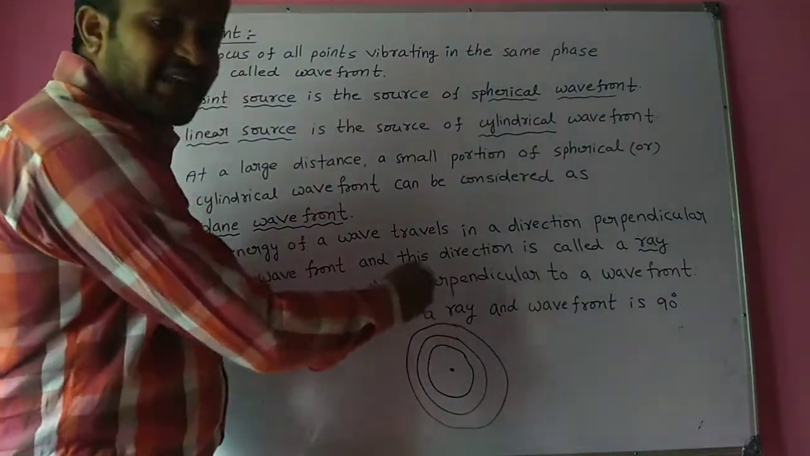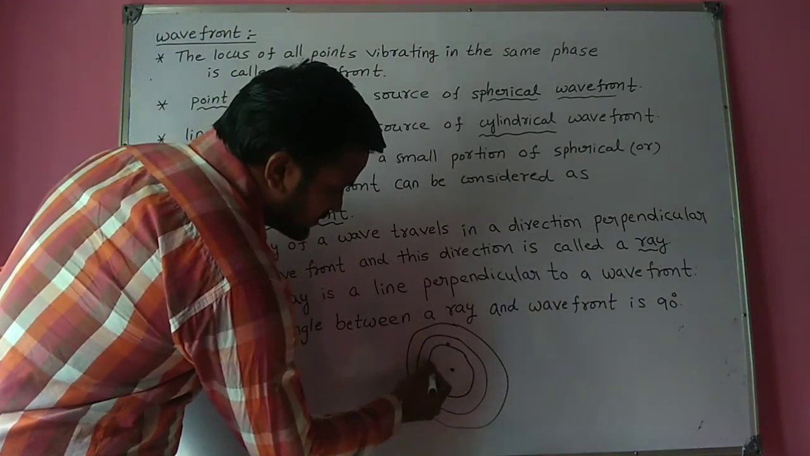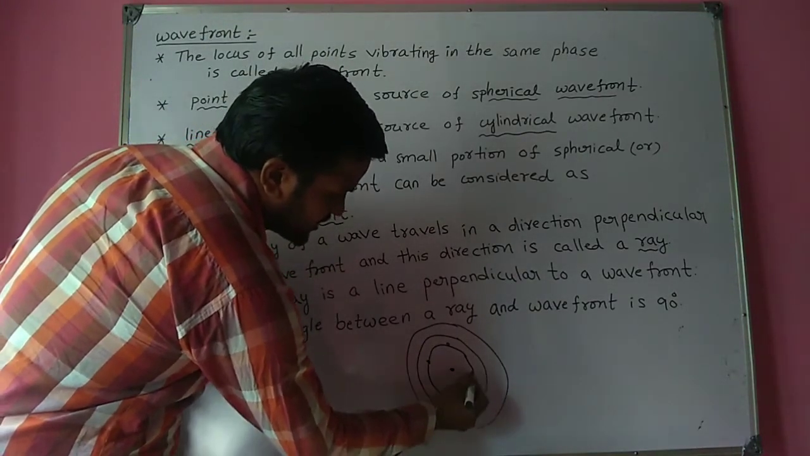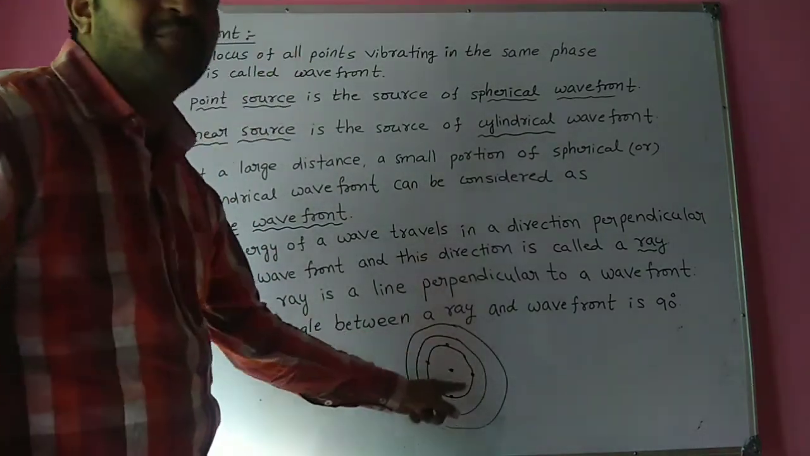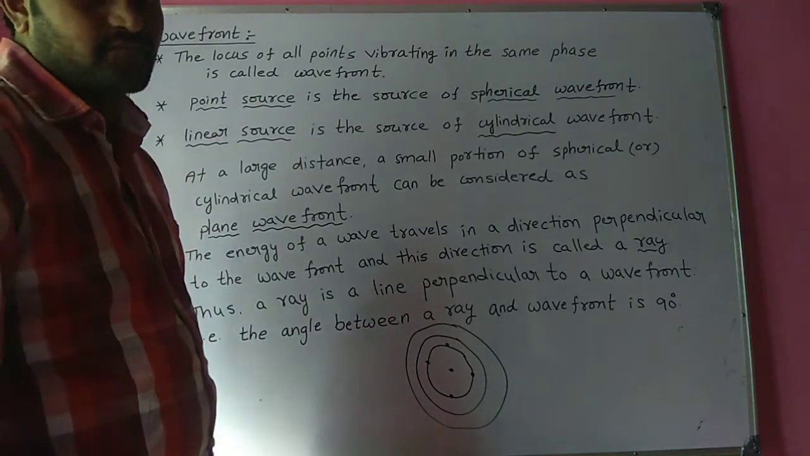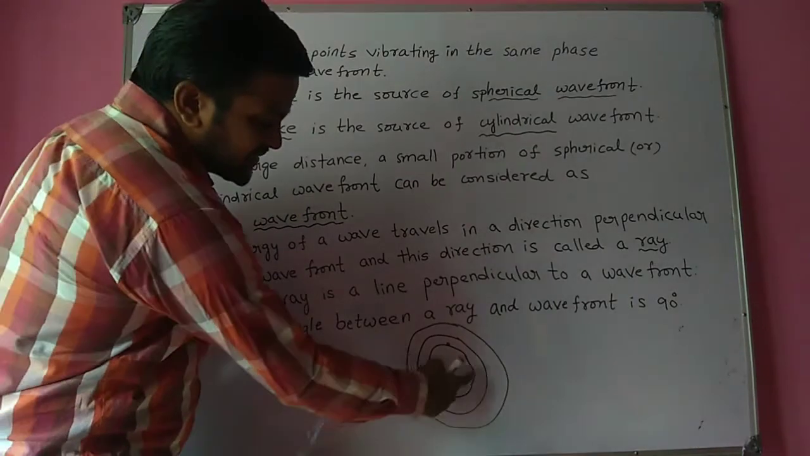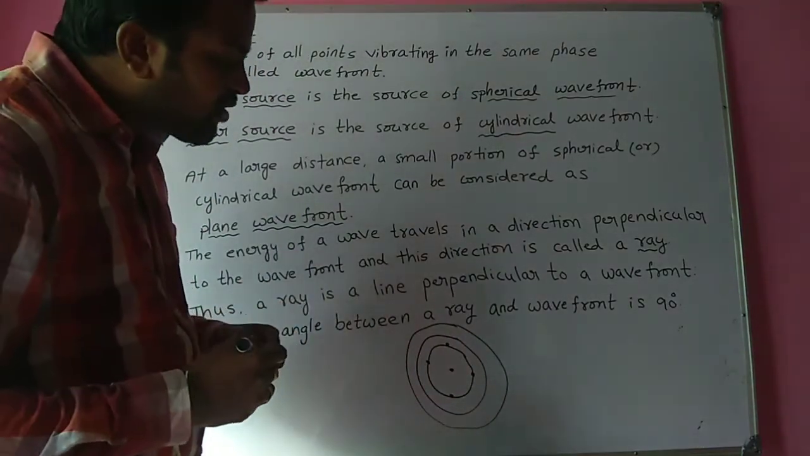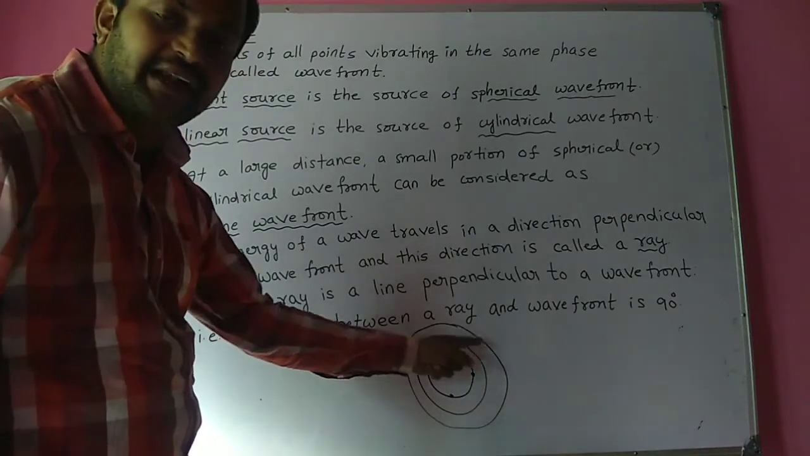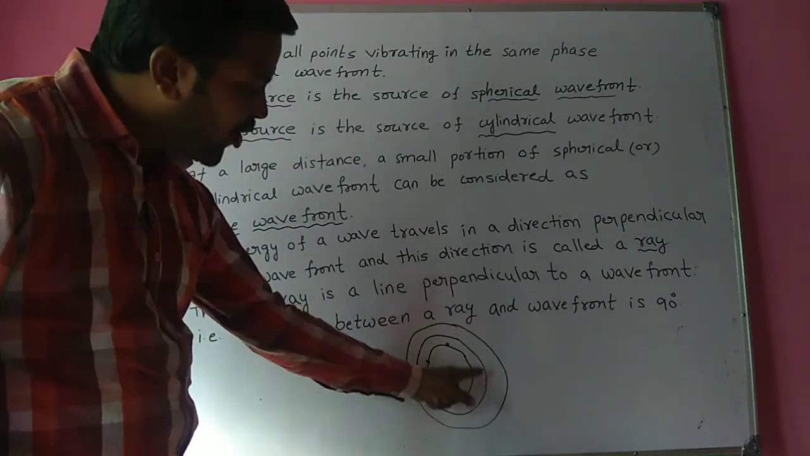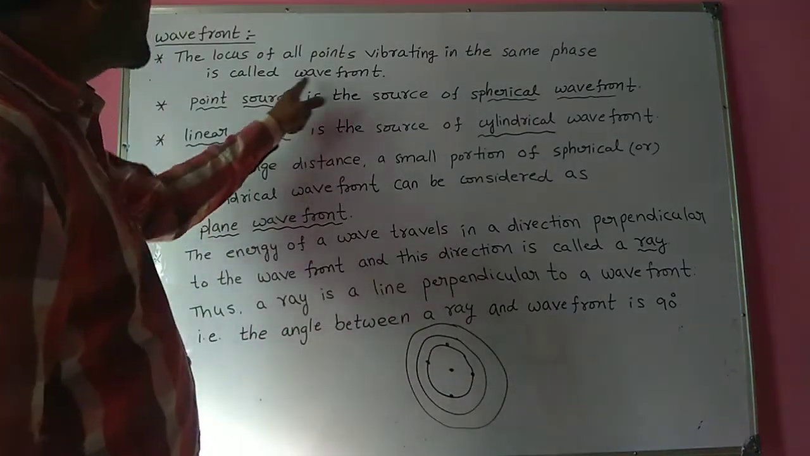Now, if you take each and every circle, these are the points on that circle. All these points have the same phase of vibration. That is, this circle is the locus of the points having the same phase. This circle can be considered as the locus of the points vibrating with the same phase. So, this circle can be considered as a wavefront.